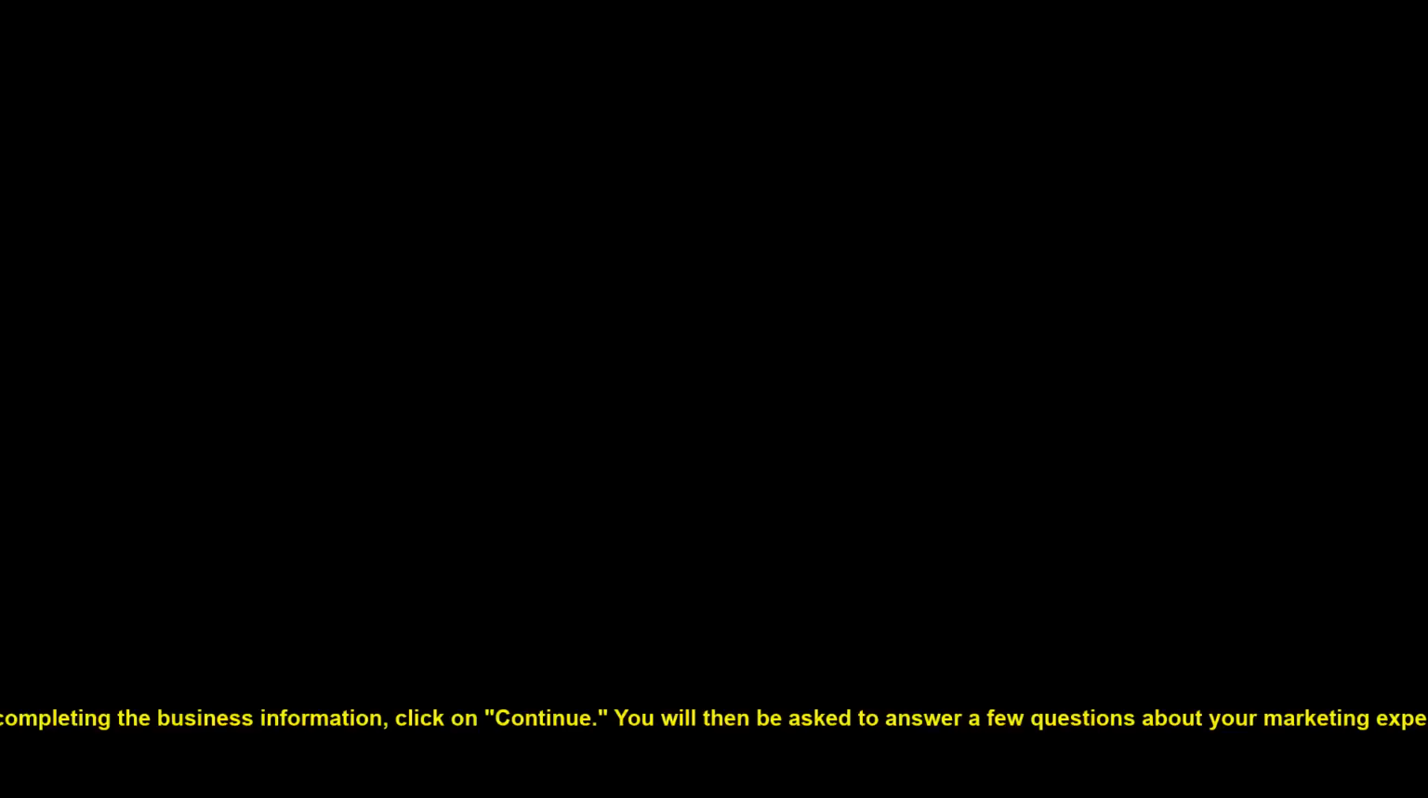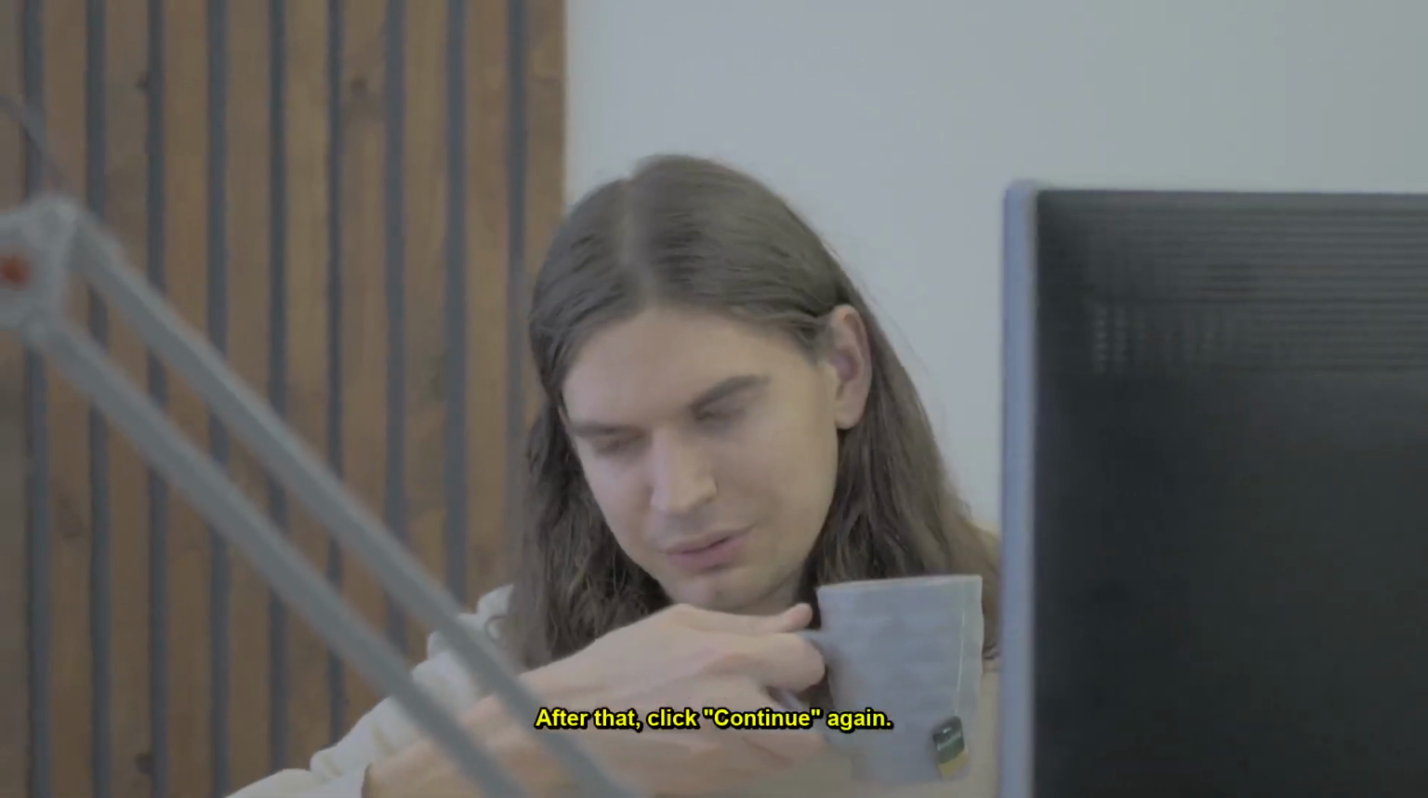Now, fill out your full name and the details of your business. Make sure to provide accurate information as it will be used in your email campaigns. Upon completing the business information, click on Continue. You will then be asked to answer a few questions about your marketing experience. Answer these questions to help Mailchimp tailor their service to your needs. After that, click Continue again.